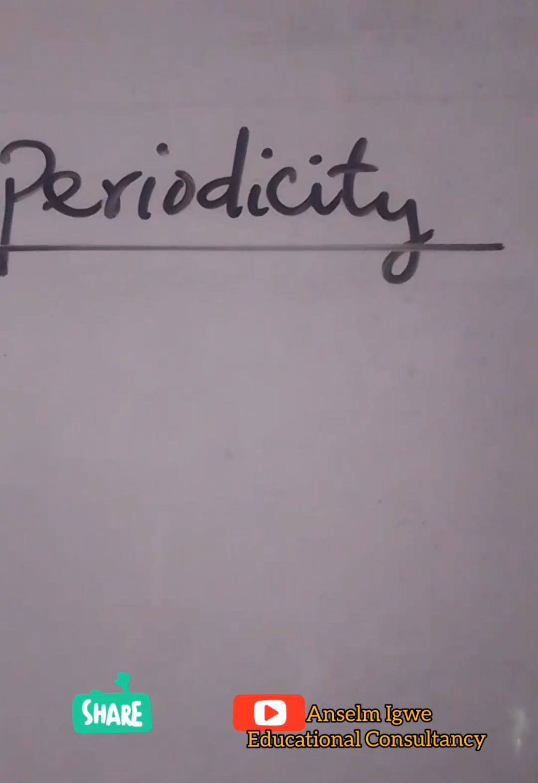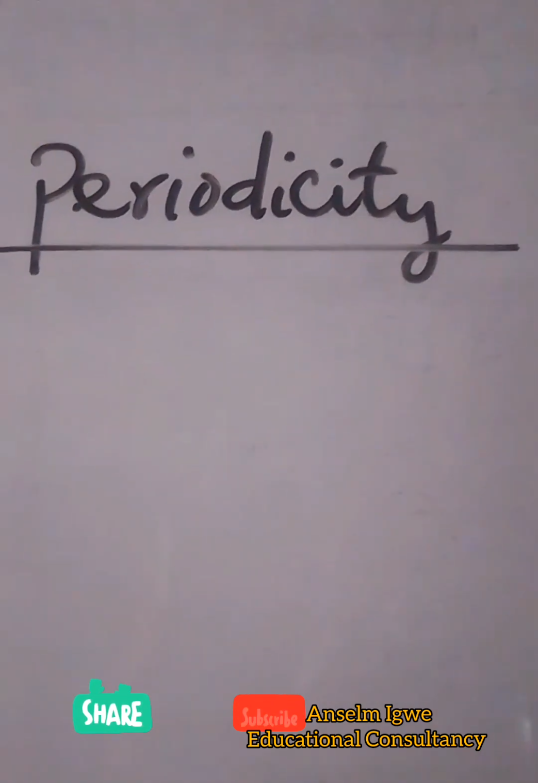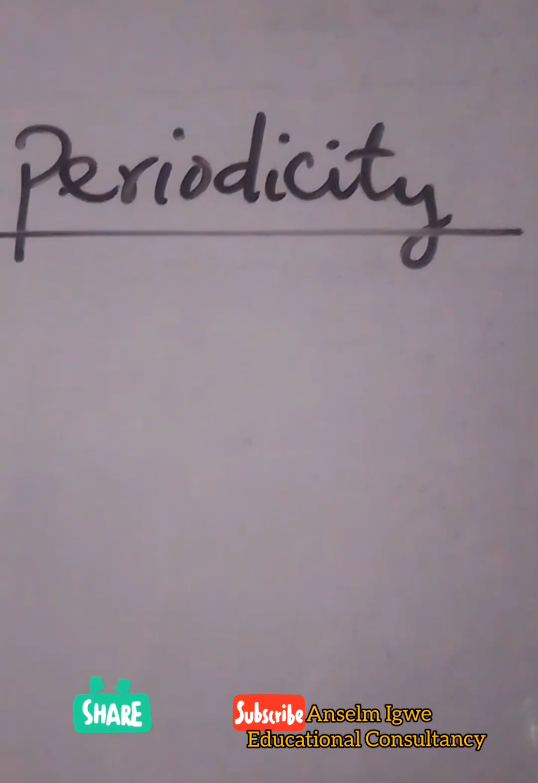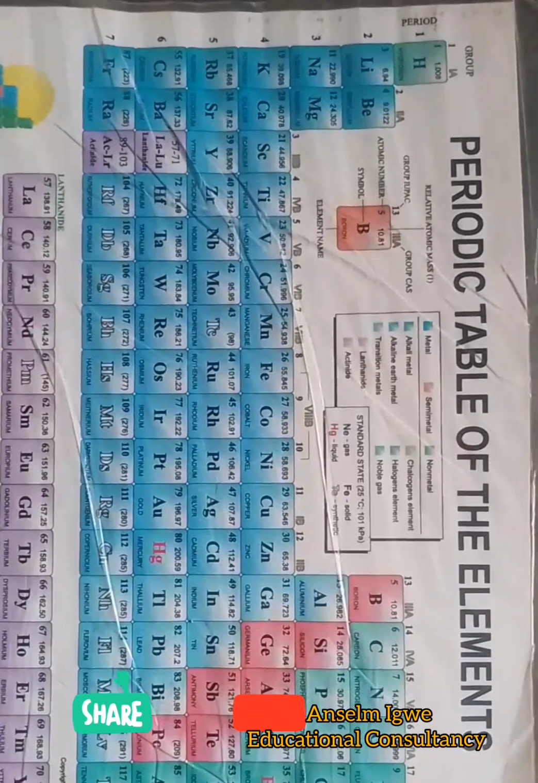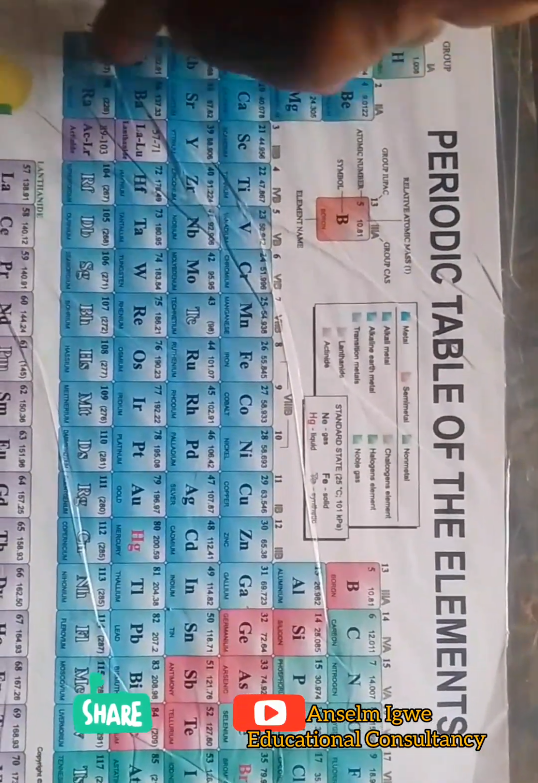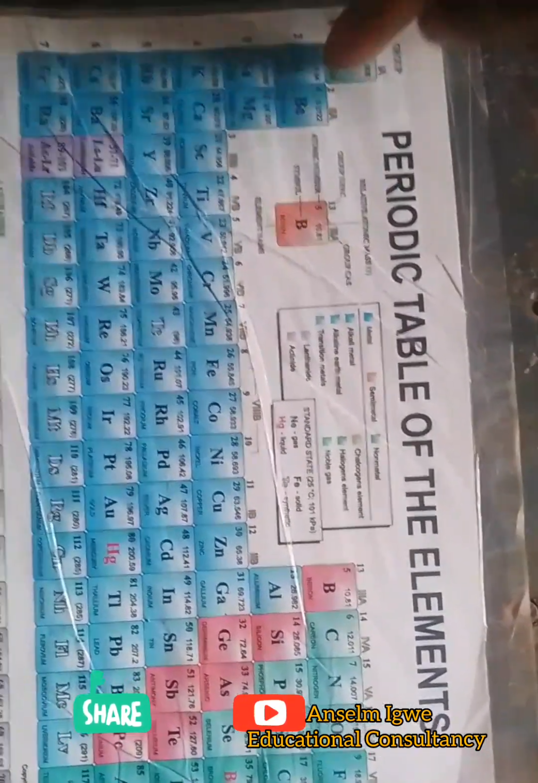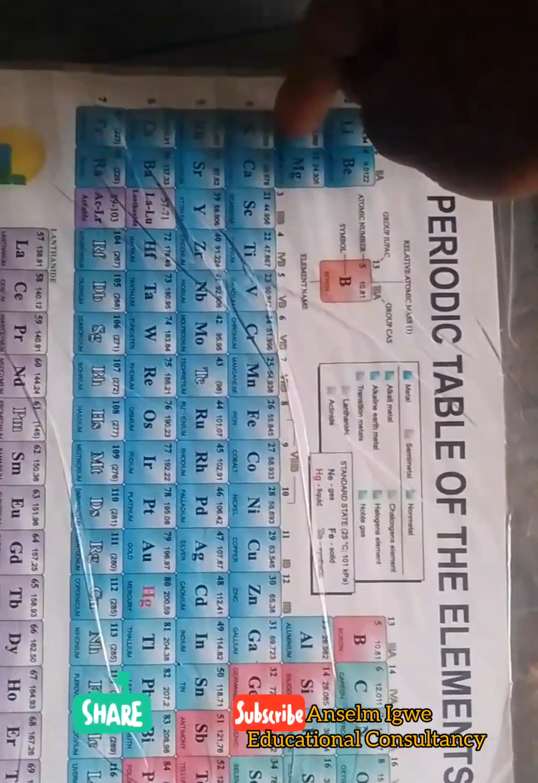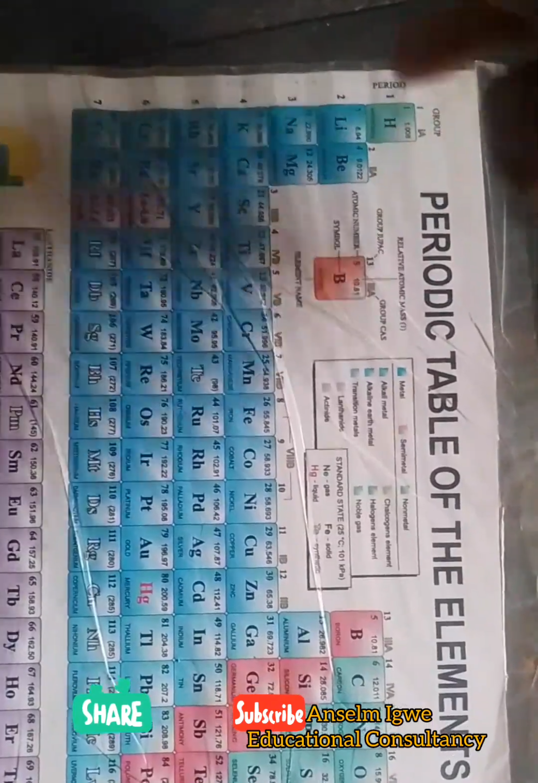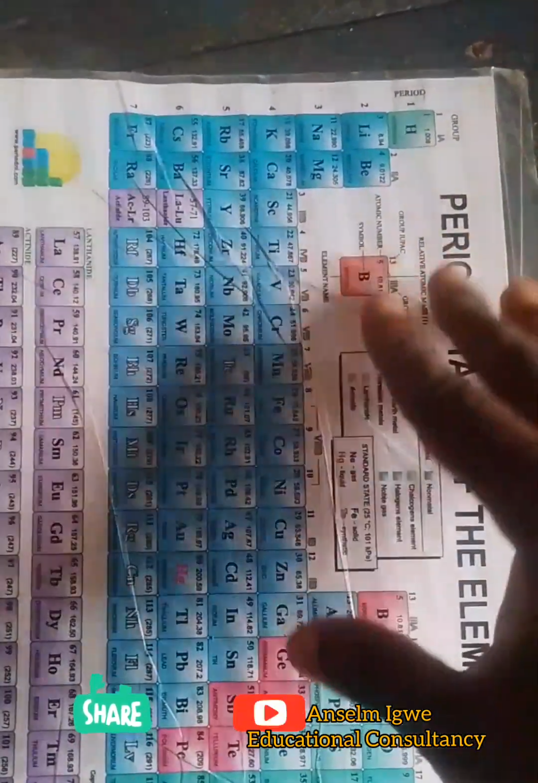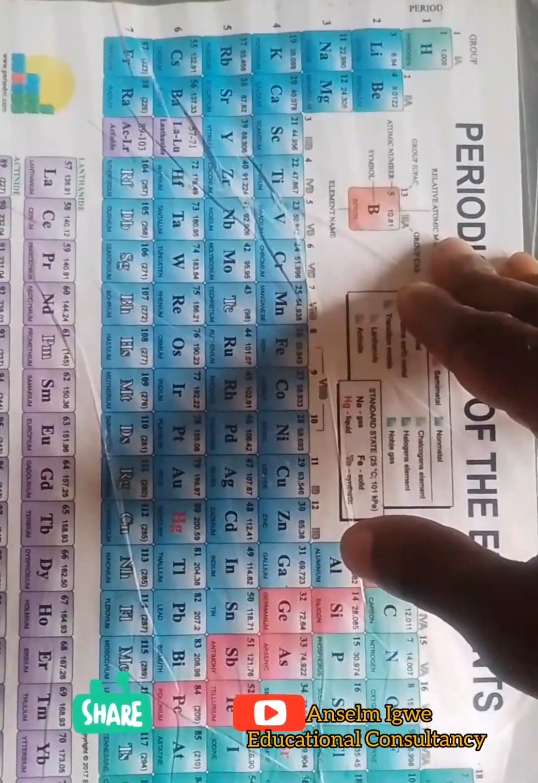Some keep increasing as you go across the period. Some keep reducing. Some will increase and reduce still across the same period. What I mean is, down the group, certain properties of elements are never the same. You see that it may be 1 here, 2 here, 3 here, 4 here, or they are never the same as you go like this. So that is what is called periodicity.